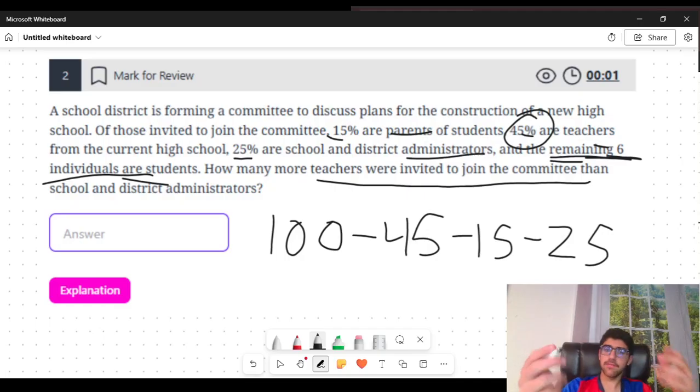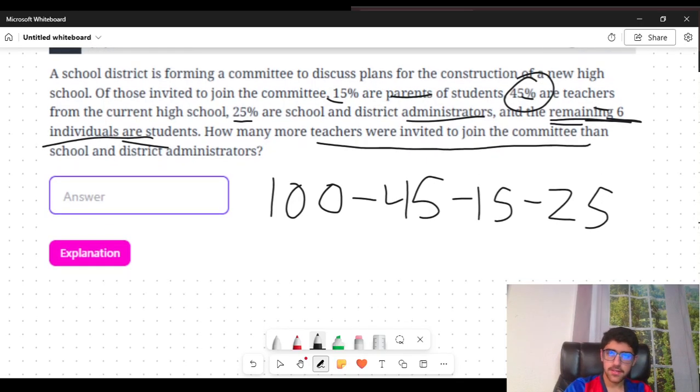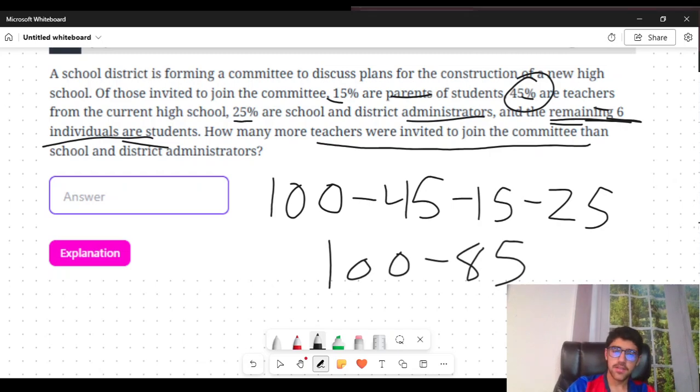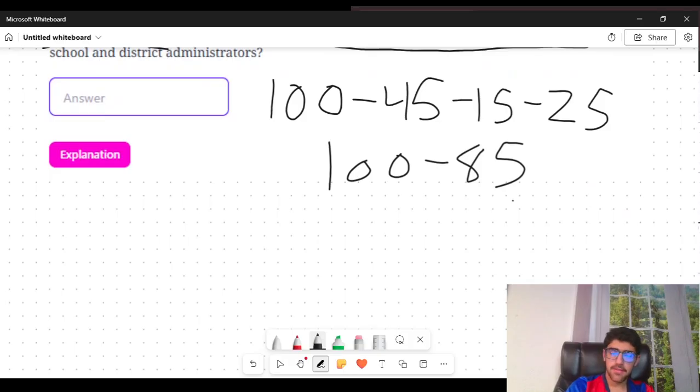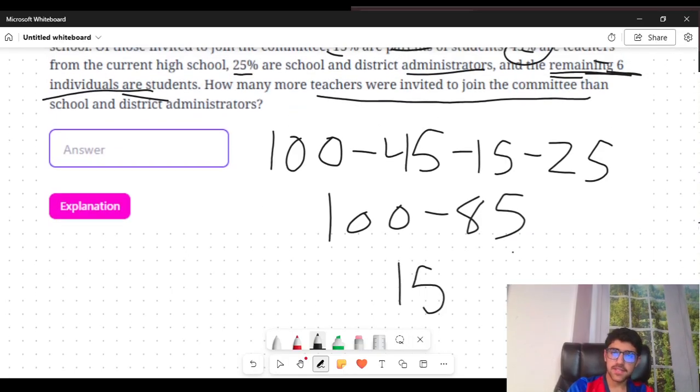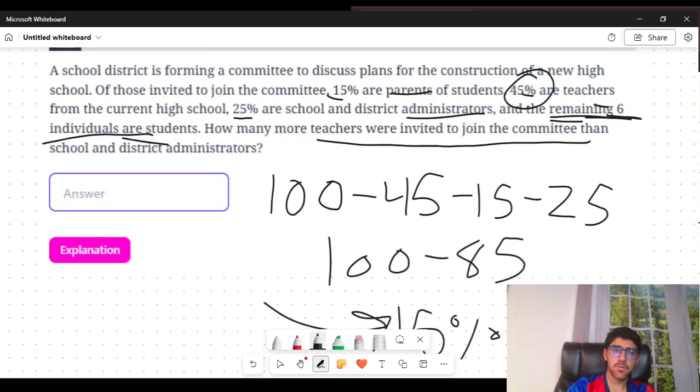No, that is 85. So okay, 100 minus 45 minus 15 minus 25. I keep second guessing myself, I just want to make sure. Yeah, okay. So then you get 100 minus 85, and 15 is the percentage left, and that is the percent of students, because it says the remaining people were students.